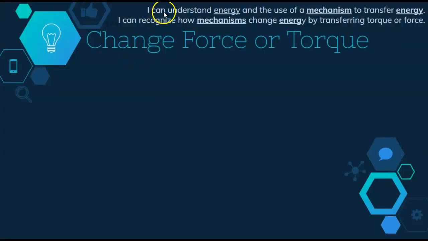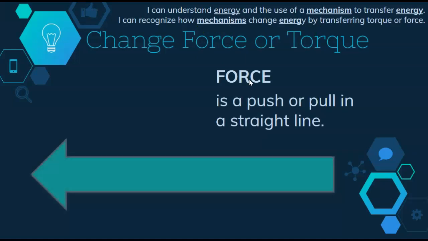First, let's check out our learning targets for today. First, I can understand energy and the use of a mechanism to transfer energy. We've had that on every single slide so far. Next, I can recognize how mechanisms change energy by transferring torque or force. So, transferring is just a fancy word for changing. Sometimes a mechanism is going to change torque or force. But I'm guessing many of you, when I read the word torque and when I read the word force, need a little bit of help on that vocab. So let's jump into that.